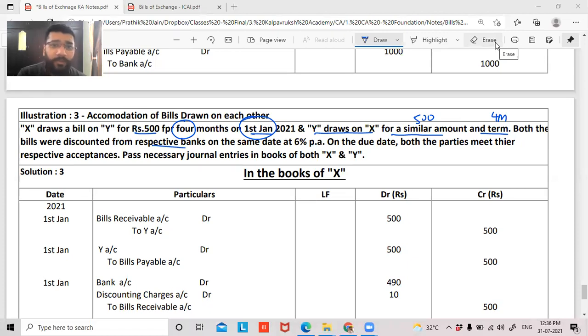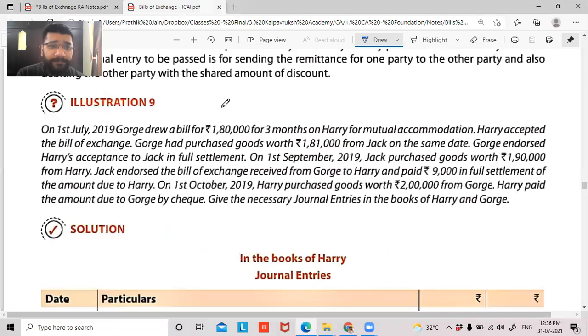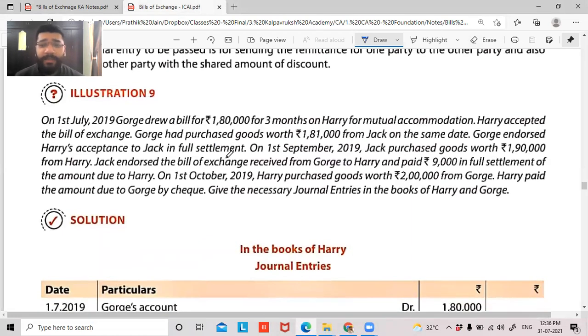Now let's continue with a question from the study material. Please take illustration 9 of the study material. It says that on 1st July 2019, George drew a bill of 1,80,000 rupees for 3 months on Harry for mutual accommodation. Mutual accommodation means this is a question on accommodation of bill. Harry accepted the bill of exchange. Georgie had purchased goods worth 1,81,000 rupees from Jack on the same date.